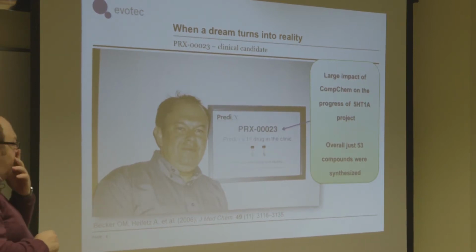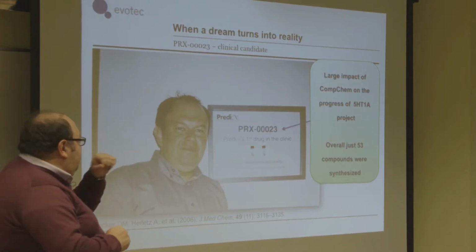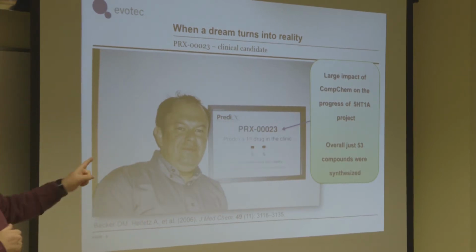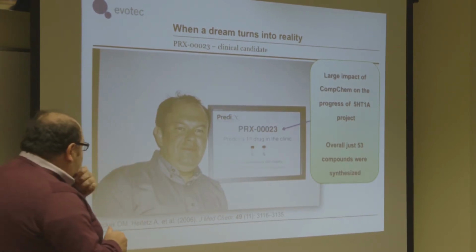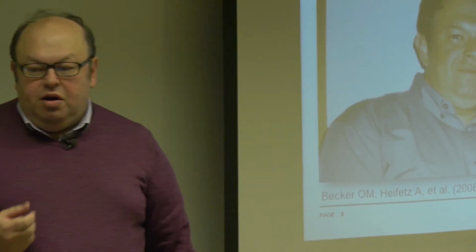And here you can see something very interesting. For all the projects, we made 53 compounds. The compound that reached the clinic, you see here the pills that were produced for the clinic, and I'm happily smiling near them, was compound number 23. So definitely computational chemistry can work, and computers can work, and not only virtually, but really produce real science.